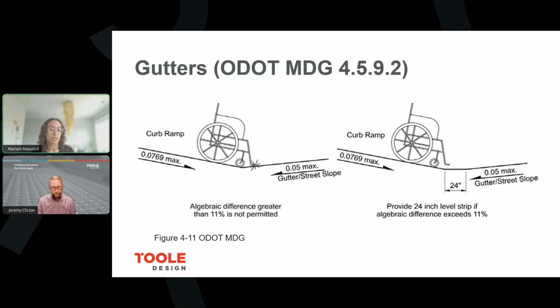So if the algebraic difference between the curb ramp slope and the gutter slope is greater than 11%, you're required to put in this level strip. It's just 2 feet, it's flat, and it serves as a buffer between the two steeper slopes so that someone does not bottom out or get stuck.